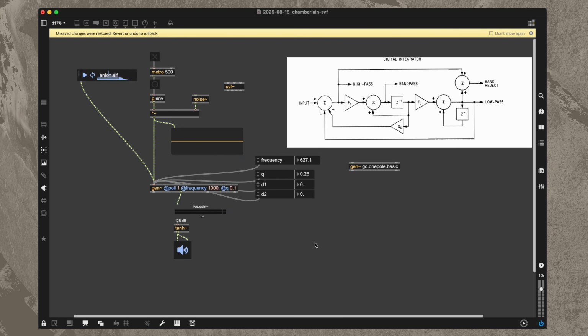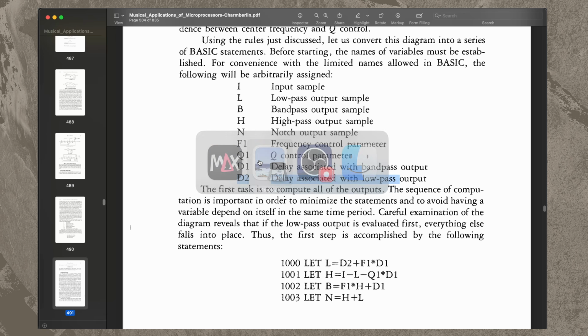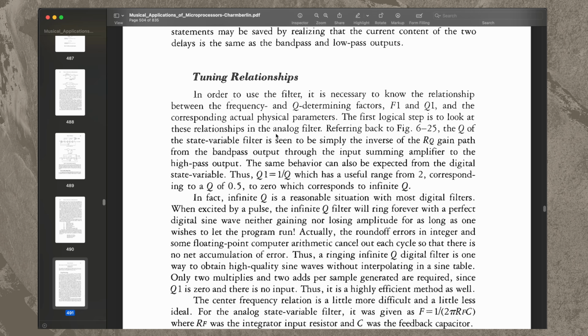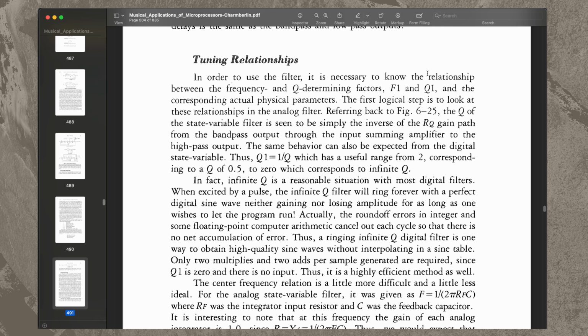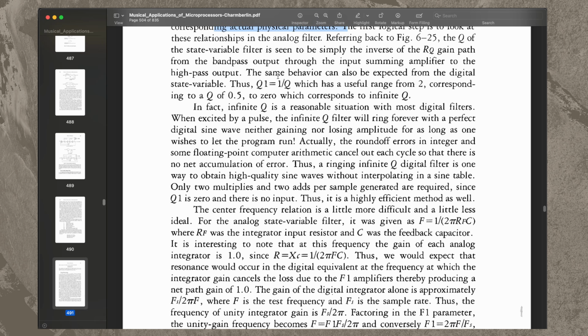So let's, as a final piece here, let's just look at how I derived the correct F and Q in the algorithms from the F and Q parameters that I have here. And for that, we can go back to the paper briefly. So let's see, tuning relationships. In order to use a filter, it's necessary to know the relationship of the frequency and Q determining factors, F1 and Q1, and the corresponding actual physical parameters.